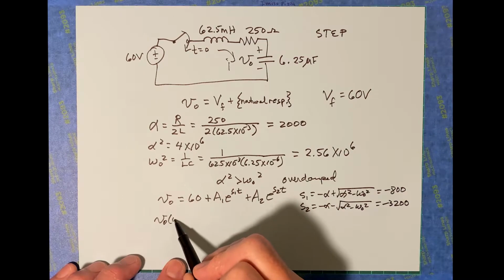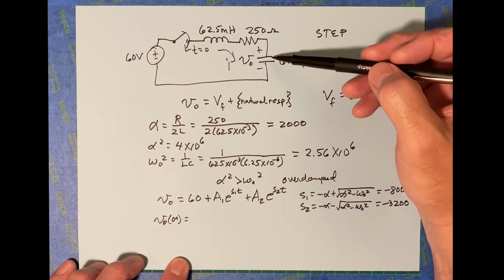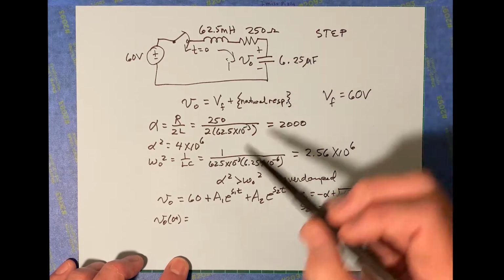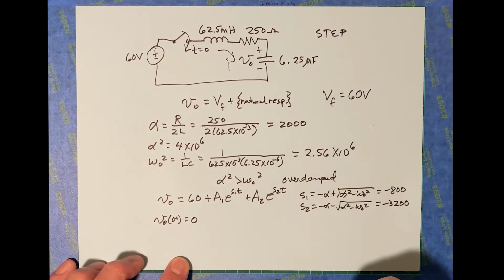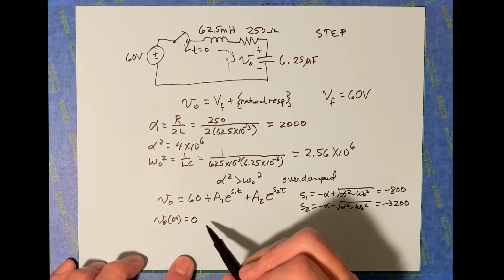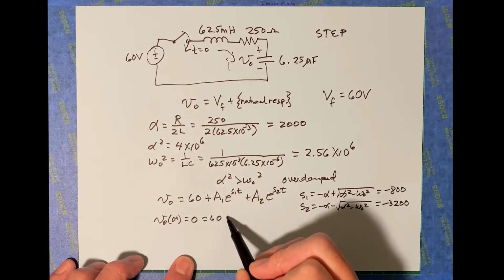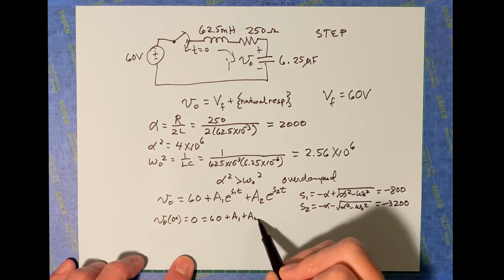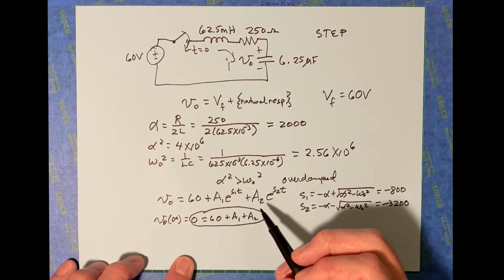What is V naught at 0 plus going to be? Well, what was the initial voltage before t equals 0? And it was 0 because there was no energy in the capacitor before t equals 0. So immediately after t equals 0, it has to also be 0. Why? Because you cannot have an instantaneous change in voltage for a capacitor. Okay, so this is equal then to 60 plus this evaluated at t equals 0, which is just A1 plus A2. So there's one of our equations right there that we need to evaluate A1 and A2.